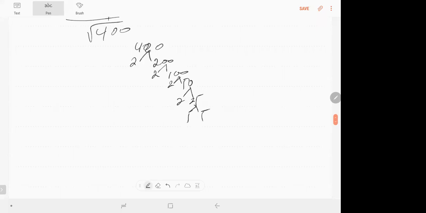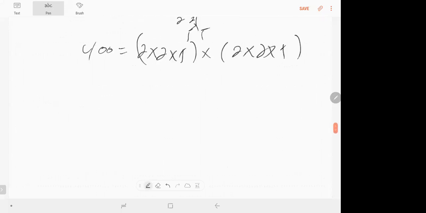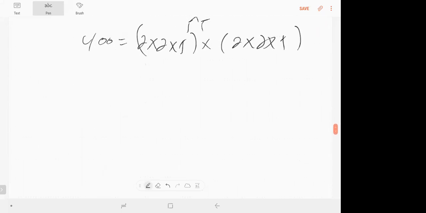After that, we group the factors into two equal parts. There are four 2s and two 5s. So when you group into two identical groups, you can write 2 times 5, one group. Again, 2 times 5, another group. So 2 times 2 is 4, 4 times 5 is 20. So 400 means 20 times 20.